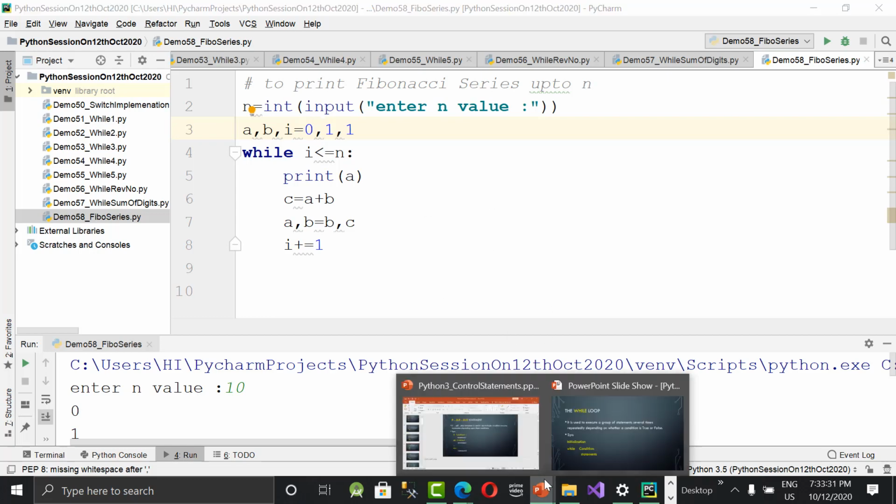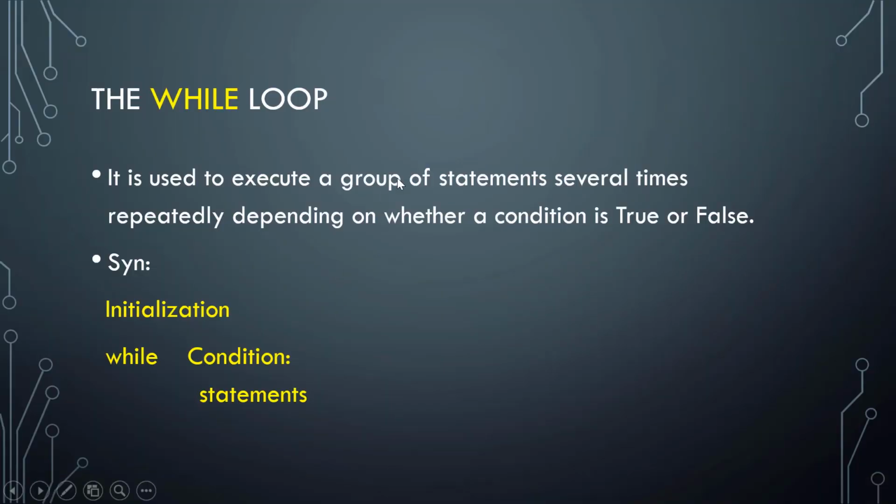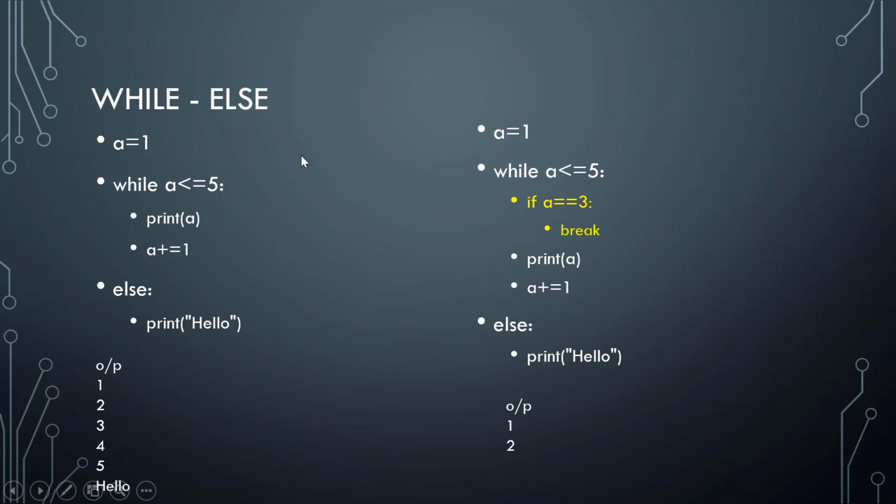Because here a value 1, 1 less than 5. 1 is printed, 1 plus 1, 2. 2 less than or equal to 5, yes. 3, 4, 5 less than or equal to 5, yes. So all the iterations are printed means else will be printed, hello. Okay, but here you can see another example. a value 1, a less than or equal to 5. Inside that, I wrote something called a break statement with a condition. If a equal to 3, break.